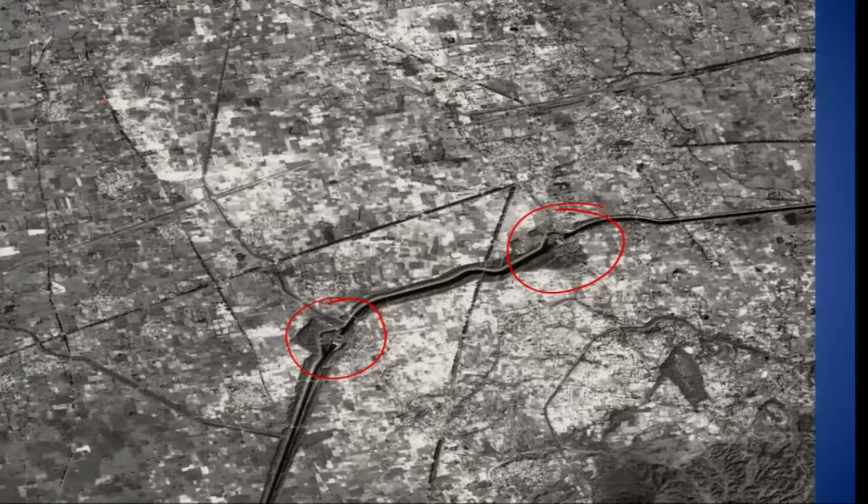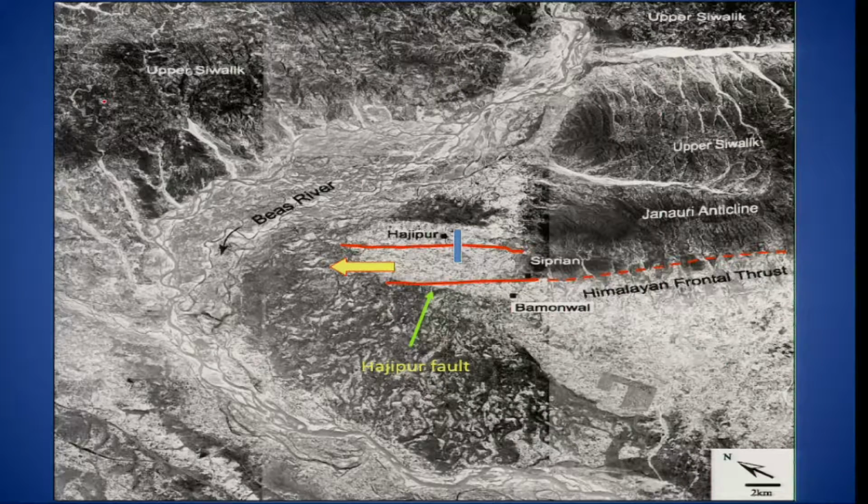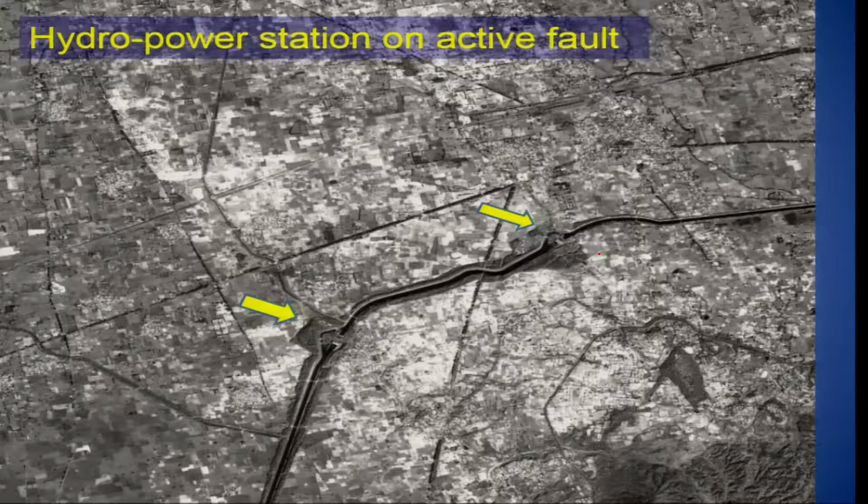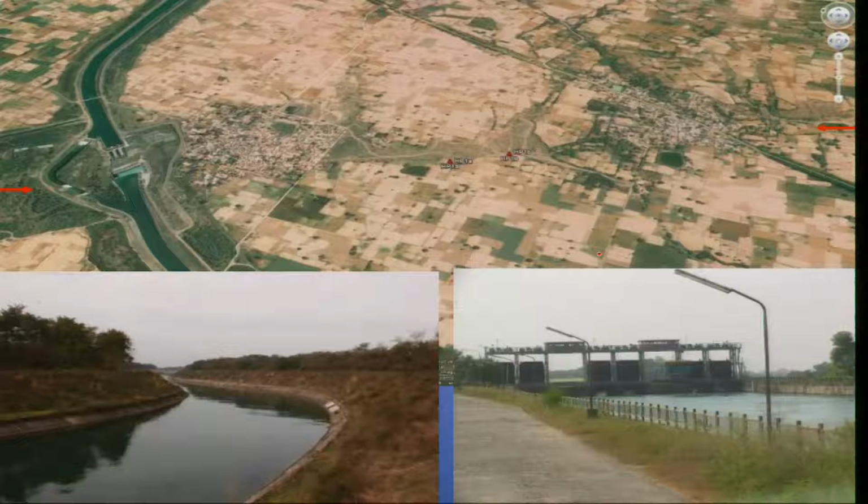This was done not very long back, maybe hardly after 64 or 65, because this satellite data, the Corona satellite data collected by the US, is not very old. So, hardly a couple of decades back they have done this. These are the two hydropower stations which are sitting exactly on the fault scarp. These are the close up of that.